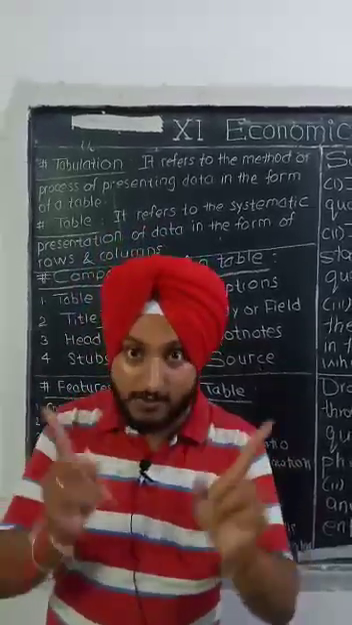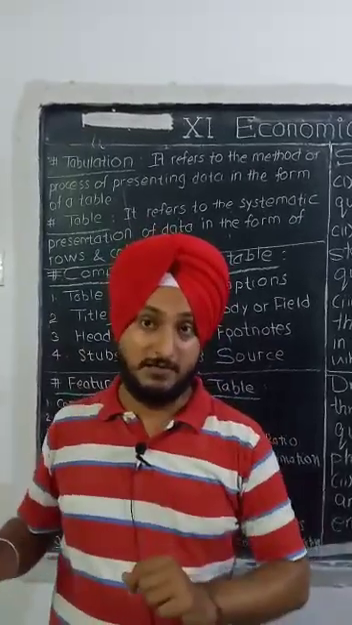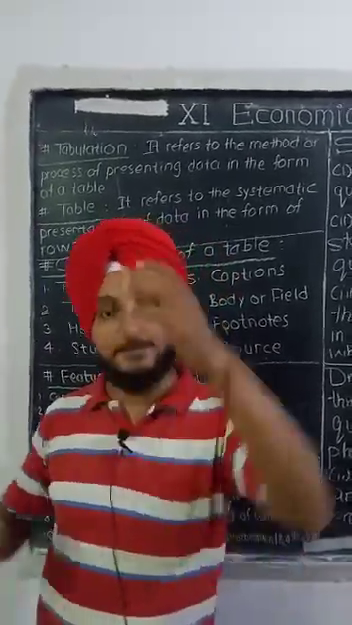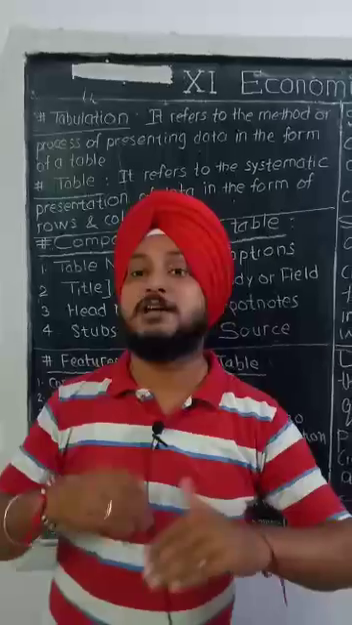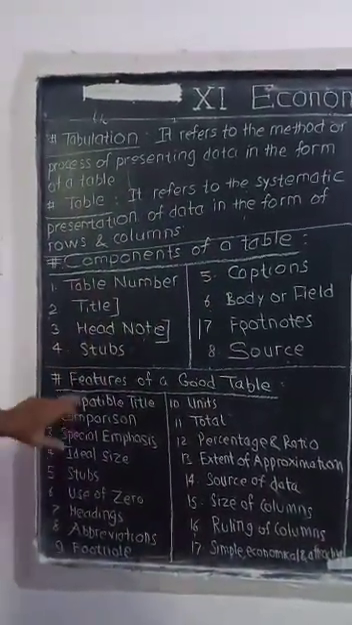In brackets, in the head note, I am writing "for the session 2020-21 commerce." So what does it mean? It means the title is the pro forma, and then the head note covers the leftover information which is not covered under the title. Then the stubs.